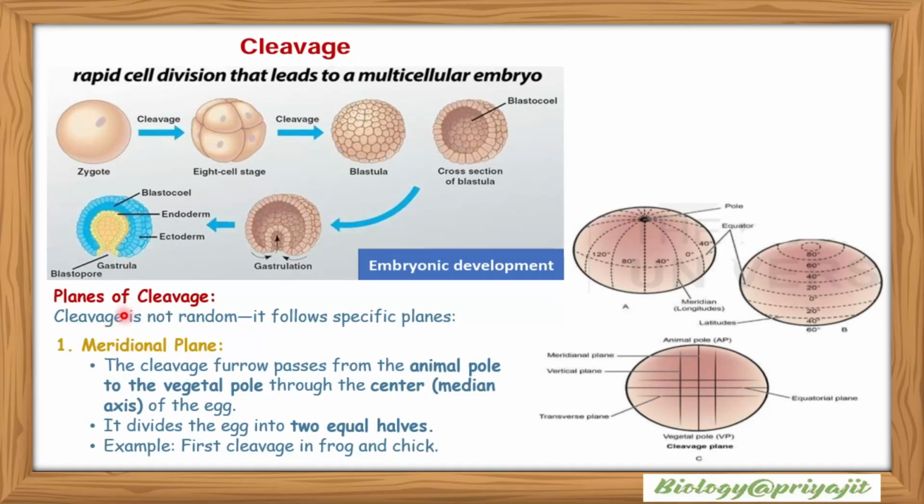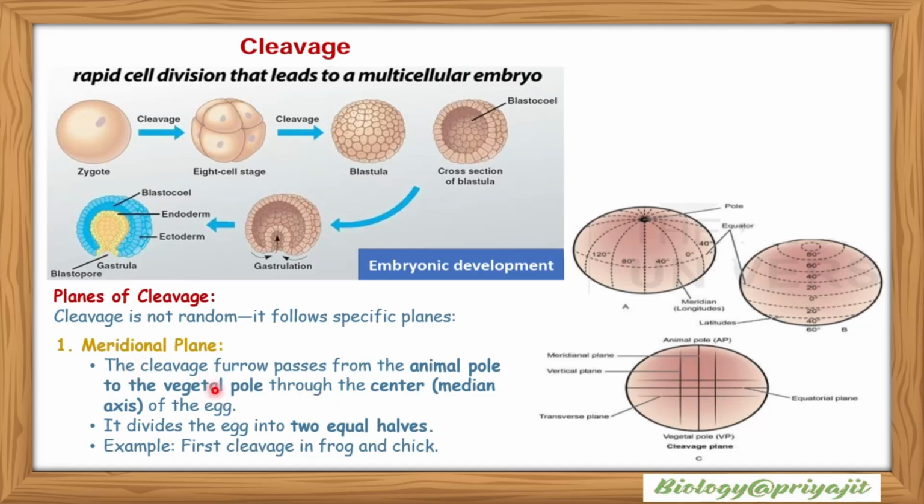Now we have to know the planes of cleavage. Cleavage is not random, it follows specific planes. These are the various planes. First one is the meridional plane. The cleavage furrow passes from the animal pole to the vegetal pole. The vegetal pole is the pole of the dividing cell that contains the yolk material.